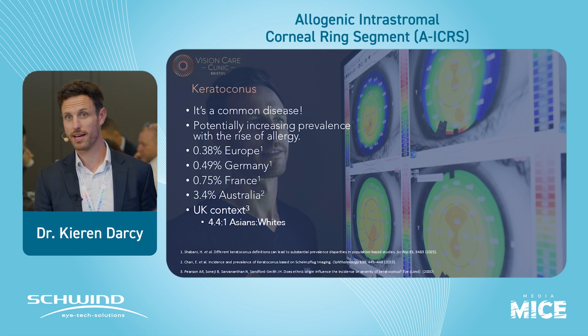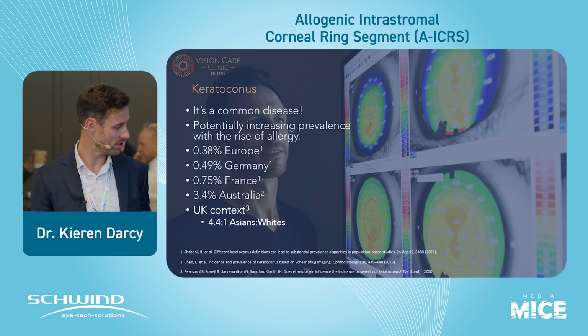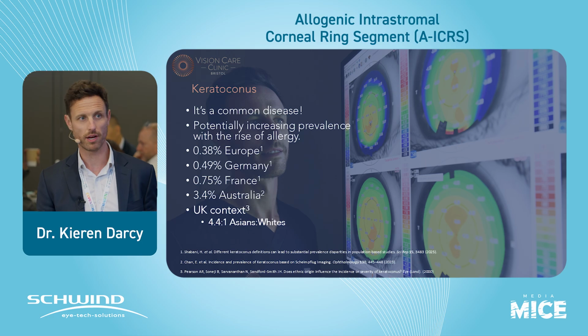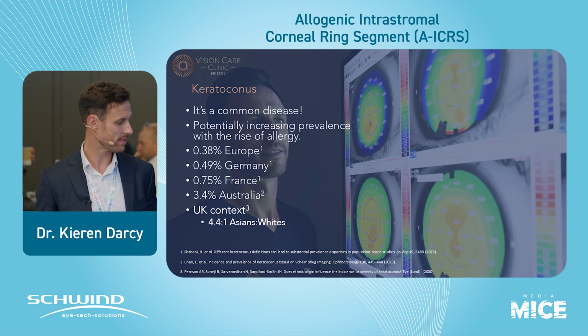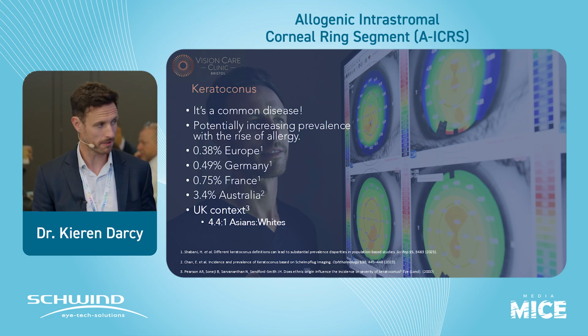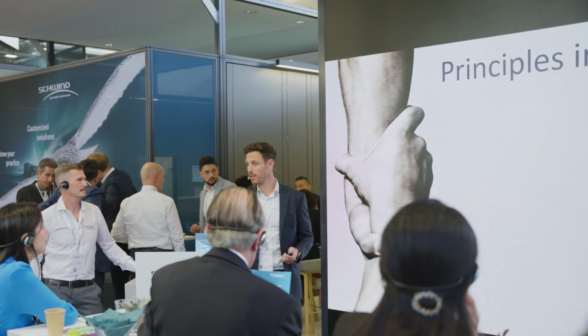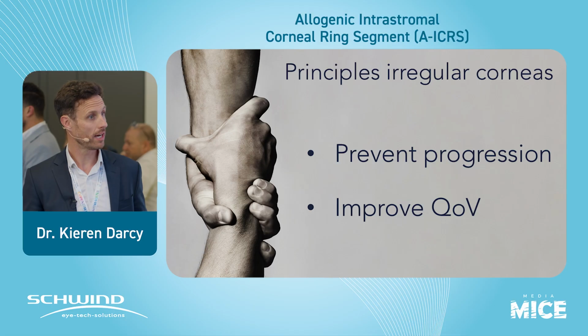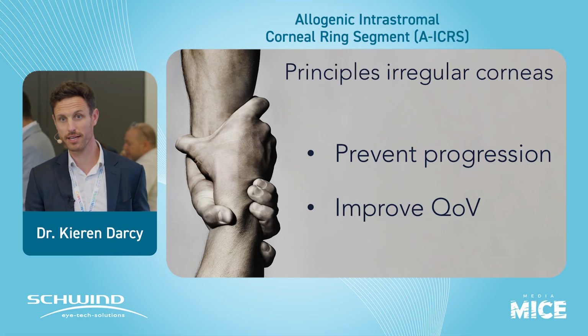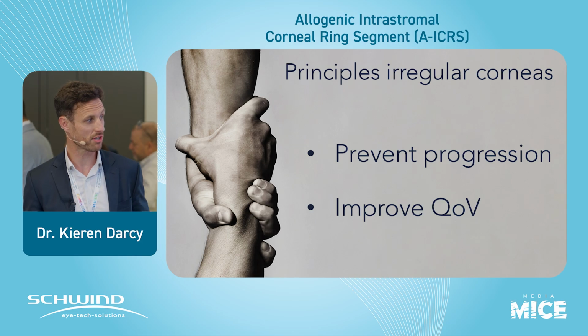We also see a difference between races, and this is UK data, and you can see it's a 4.4 to 1 ratio difference between Asians and Caucasian population. So what are the principles of irregular corneas? Thankfully, you've already had a talk just now about managing an irregular cornea in terms of the 1050 RS, which is unsurpassed with any other laser system around for doing what it can actually do.